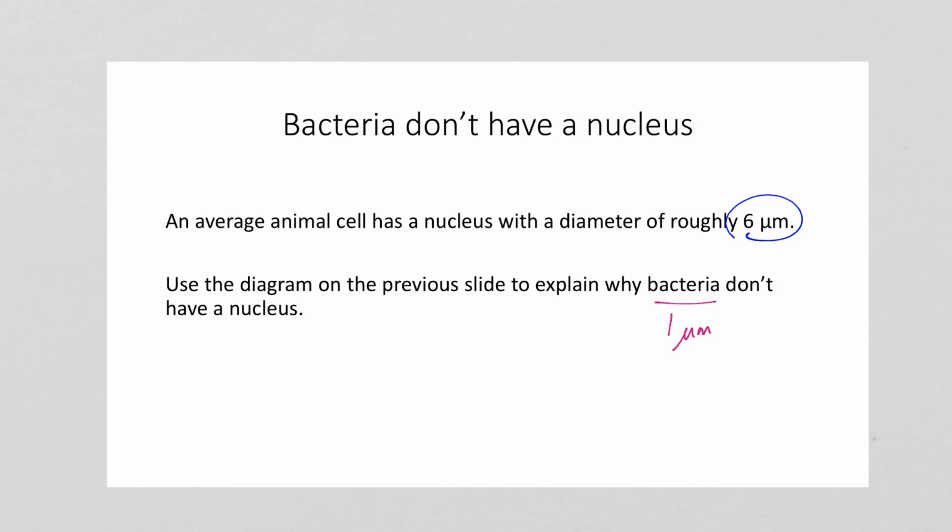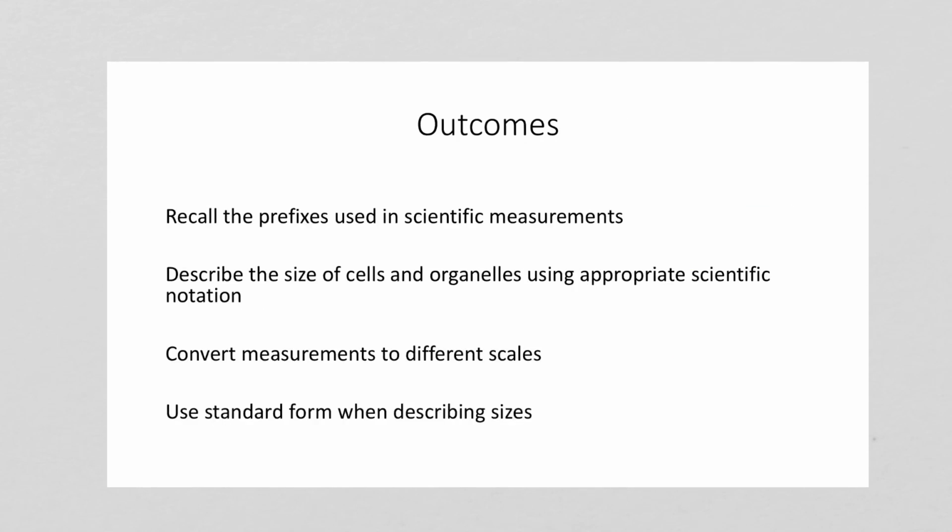Okay, let's have a look at the outcomes for the lesson. We said we were going to recall the prefixes used in scientific measurements. So kilo, centi, milli, micro, nano. Kilo is 1,000. Milli is 0.001 or 1 over 1,000, 10 to the minus 3. Micro is 10 to the minus 6. Nano is 10 to the minus 9.